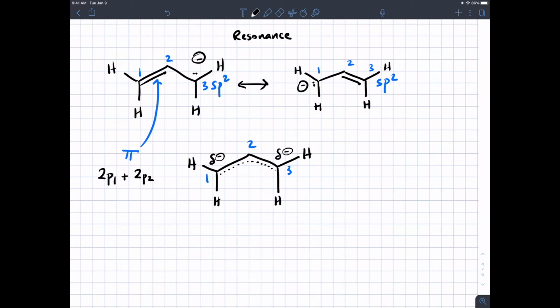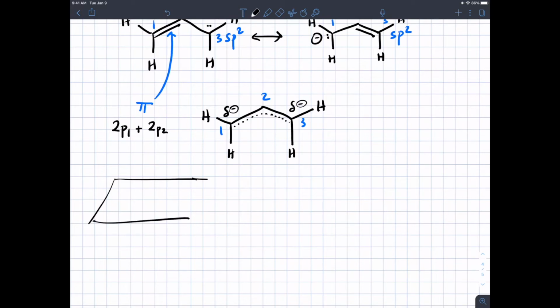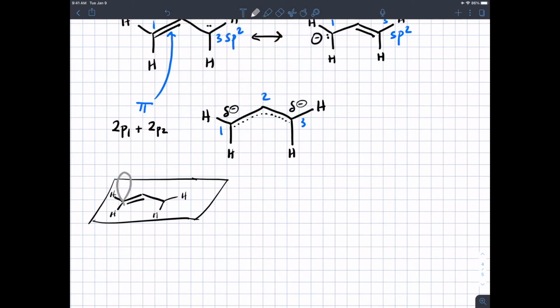Remember that on trigonal planar sp2 carbons, the sp2 orbitals that make the sigma bonds are all in the plane of the molecule, and the p orbital is coming out above and below the page. If we were to try to draw this molecule, and I'll try to show a plane on its side, the p orbital on carbon 1 and on carbon 2 come out above and below the plane of the molecule, respectively.